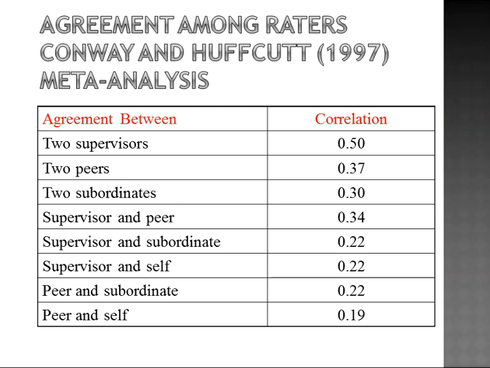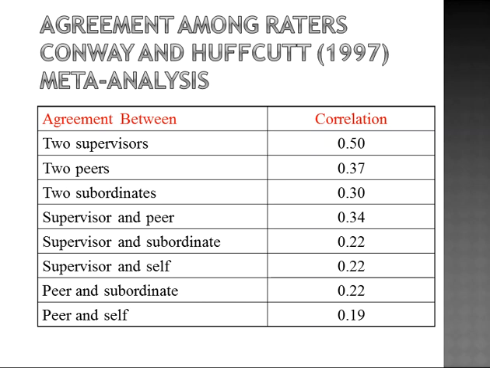Now, here is the agreement among raters, by research of Conway and Huffcutt, 1997 meta-analysis. So what they're looking at, they're trying to find out the level of agreement between two individuals rating one individual. Okay, so let's look at this. The agreement between two supervisors seems to be the highest at 0.5 correlation. So that's decent, I guess.